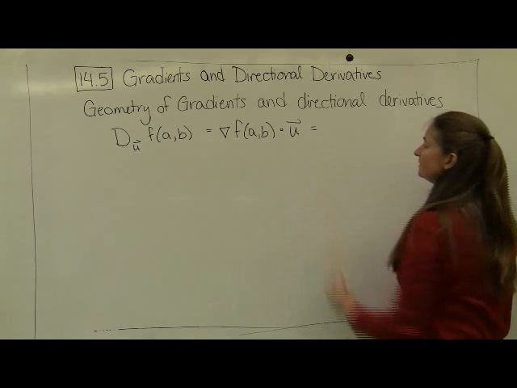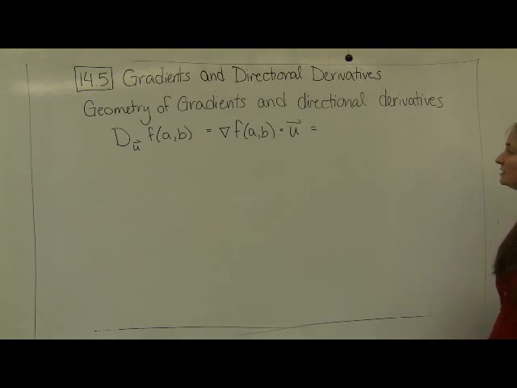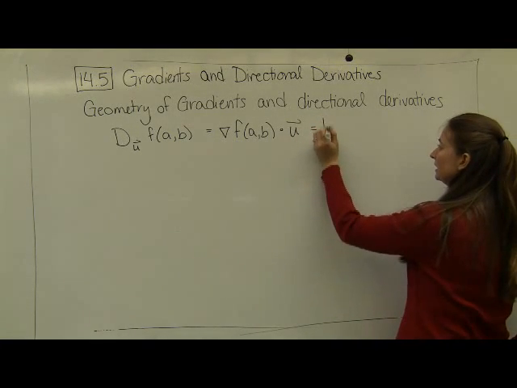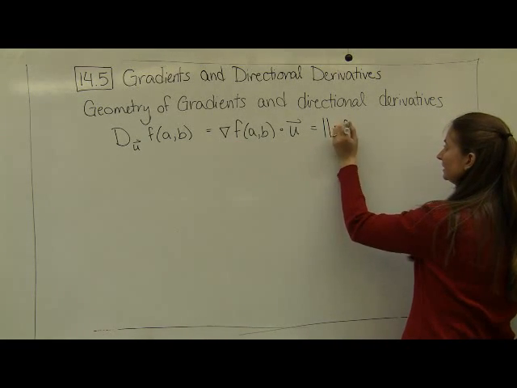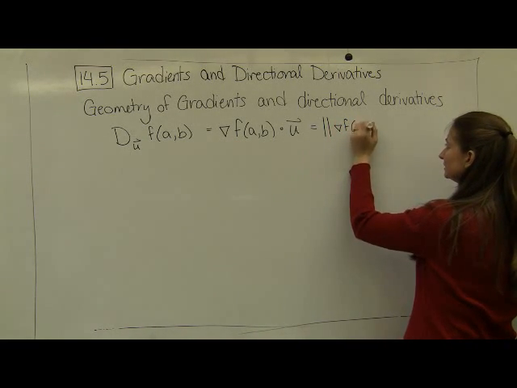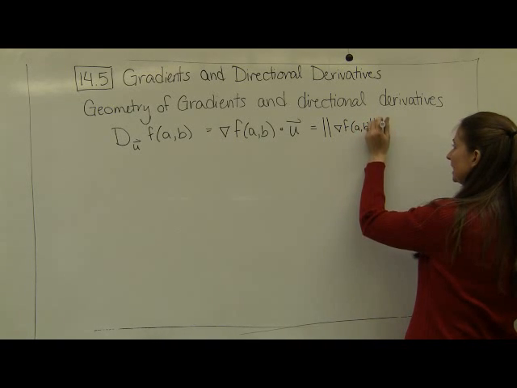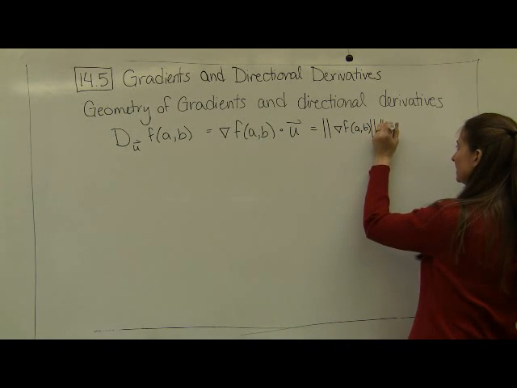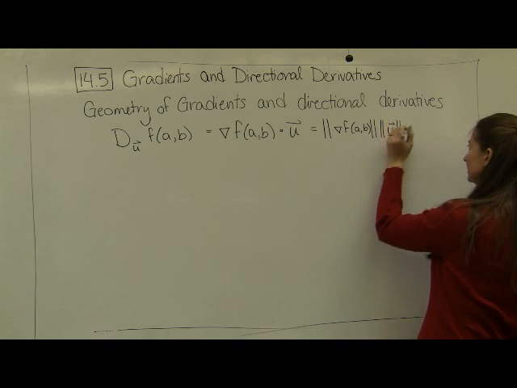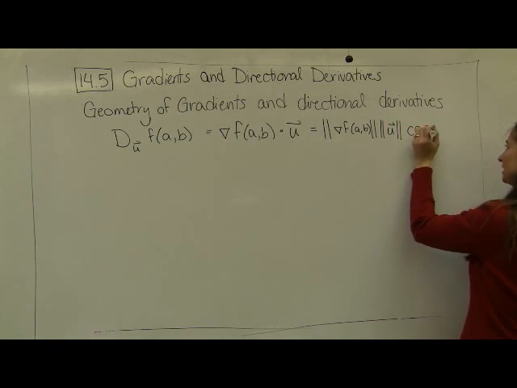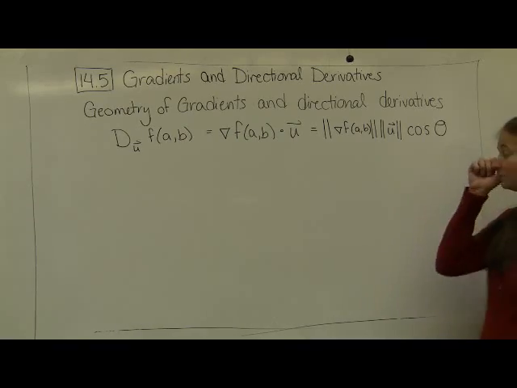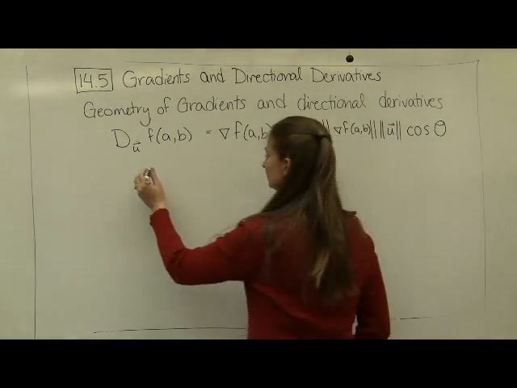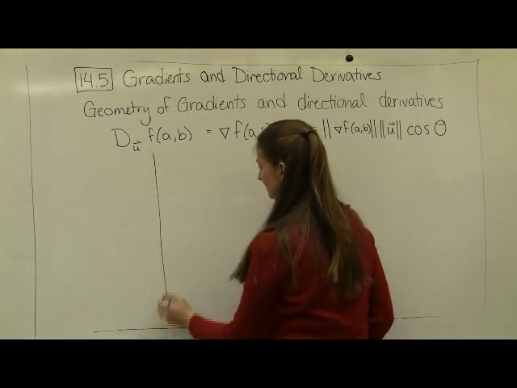And recall from our definition of dot products that this is exactly equal to the magnitude of the gradient of f at (a, b) times the magnitude of my unit vector u times the cosine of the angle between them. We're going to use this identity to explore what this looks like using some contour plots and specific examples.